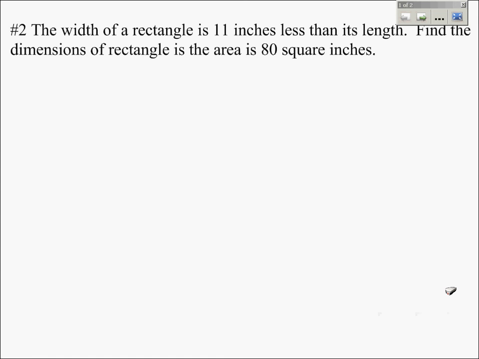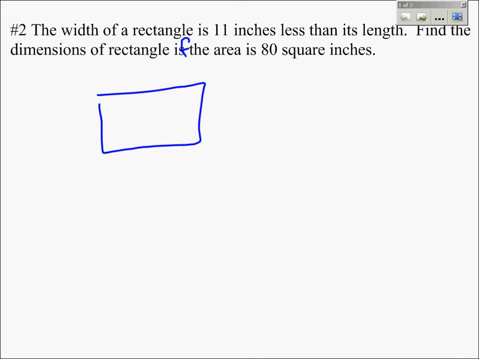Alright, today we're going to combine our algebra of quadratics with some geometry and just solving for lengths and widths and other algebra. Question number 2 on your worksheet: if the width of the rectangle is 11 inches less than its length, find the dimensions of the rectangle. This should be if the area is 80 square inches.